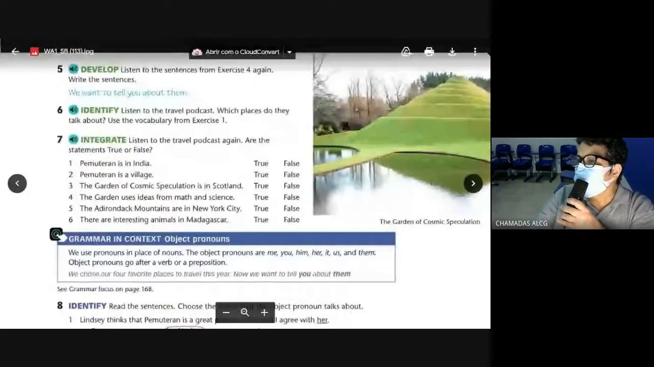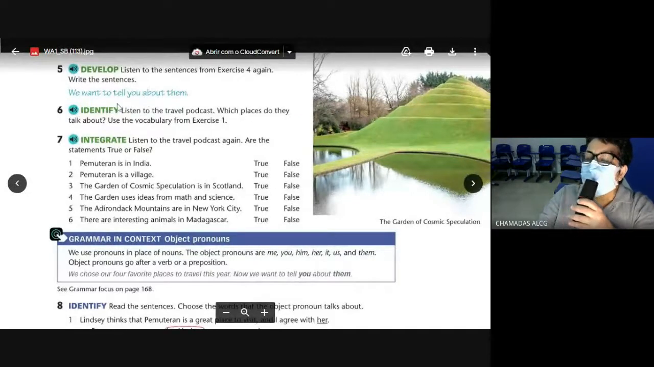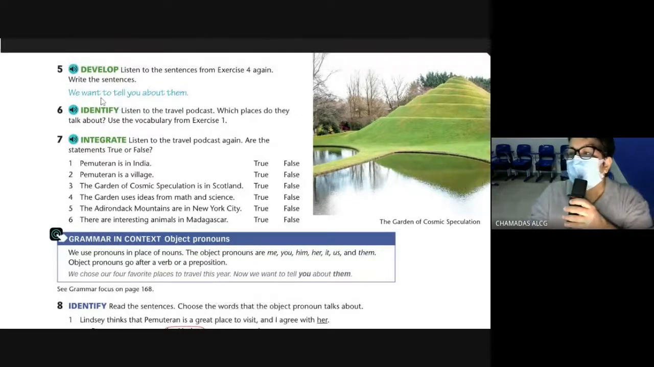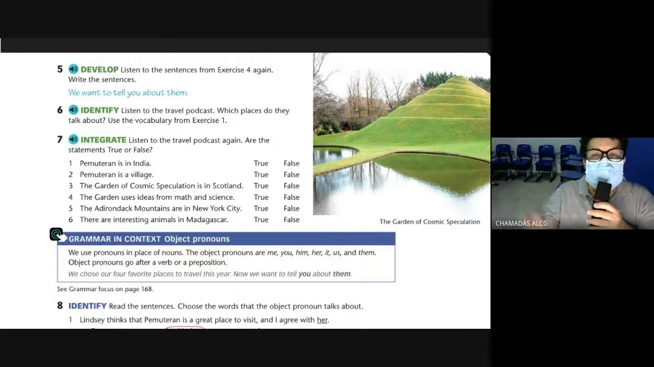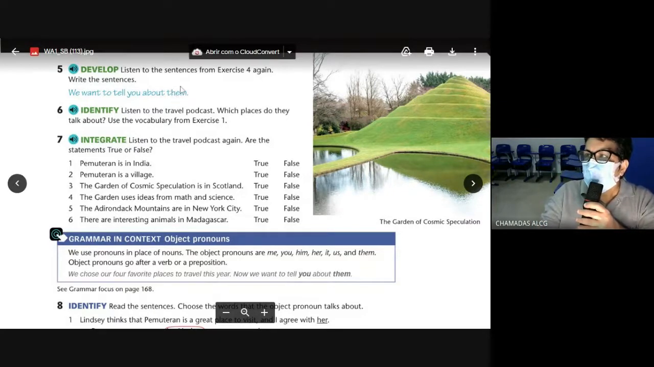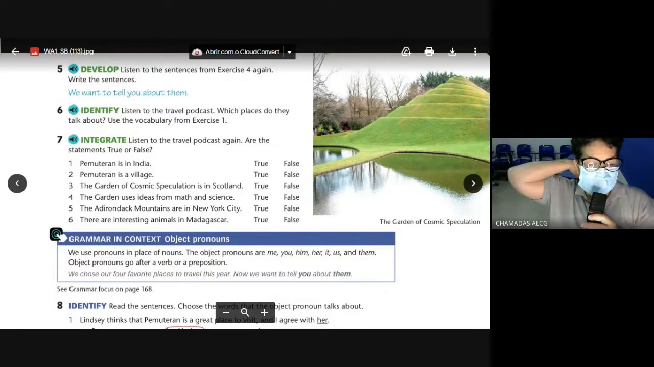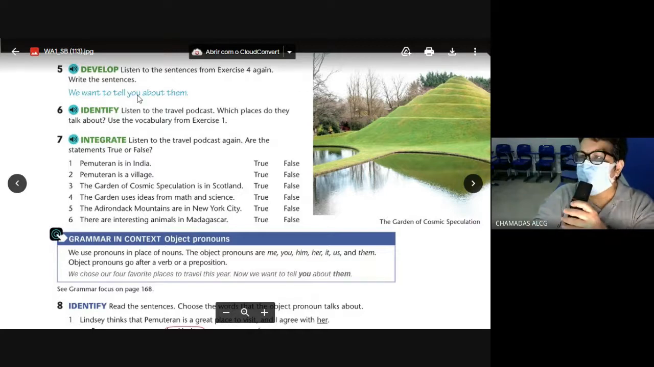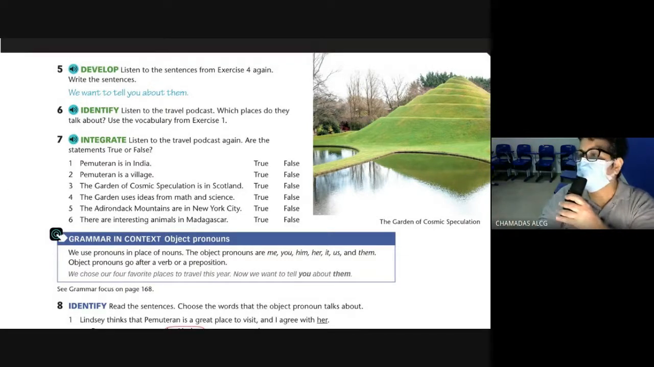Now, all right. So, as you noticed, a lot of phrases, a lot of sentences have this object pronoun here. Did you notice? Yes, they have the object pronoun, like this one. We want to tell you about them. Okay? So, let's just try to identify first the content of the listening.